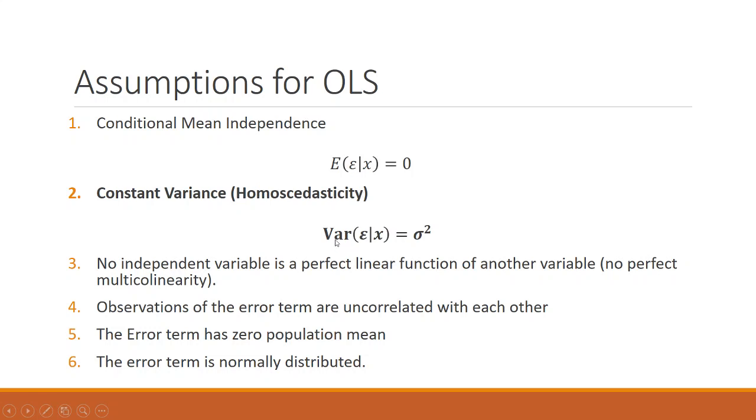What this assumption is saying is that the variance of the error term conditional on x is constant. That means it doesn't matter what the value is of the independent variables. The error term has the exact same variance no matter what the value of the independent variables are. That's homoscedasticity. I'll be more clear about that in just a second. If that's violated, then we're going to have problems in our estimation.